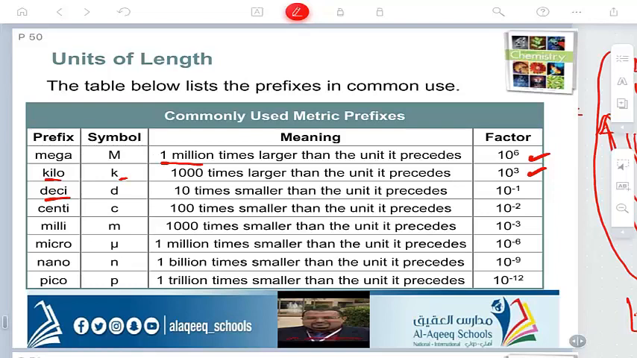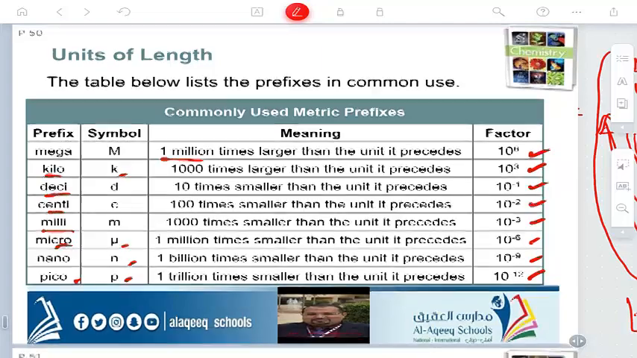Deci, decimeter, decigram, deci something, means 10 to the power of negative 1 of this. Centi means 10 to the power of negative 2. And milli, small m, means 10 to the power of negative 3. Micro, its symbol is mu, like this symbol, and it's 10 to the power of negative 6. Nano, small n, means a billion times smaller, or 10 to the power of negative 9. Pico, p, is a trillion times smaller than the unit, and it's 10 to the power of negative 12.